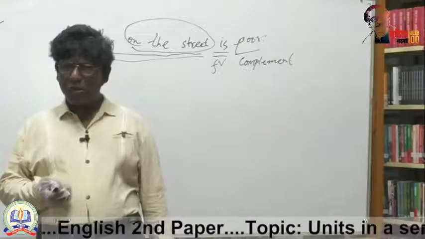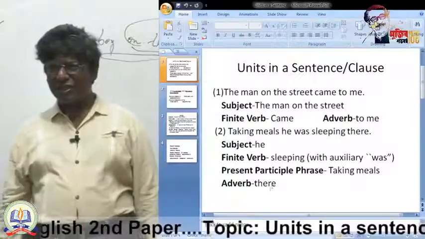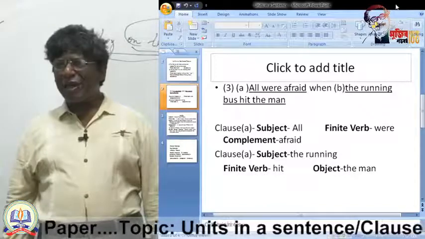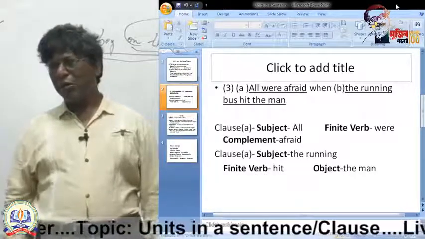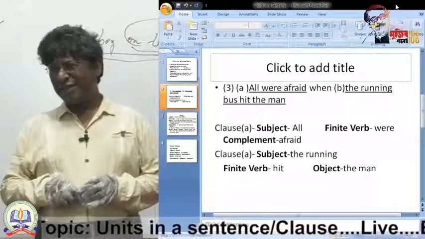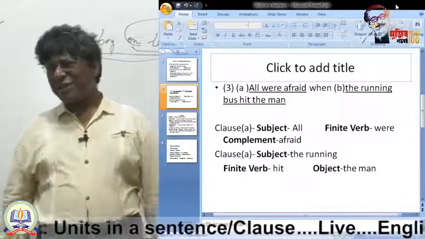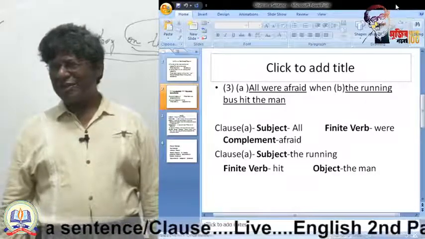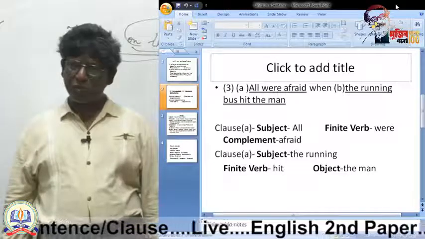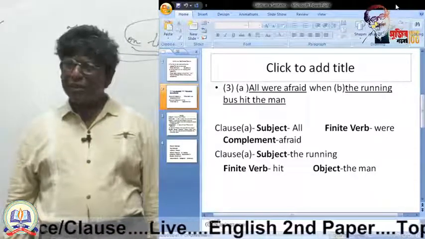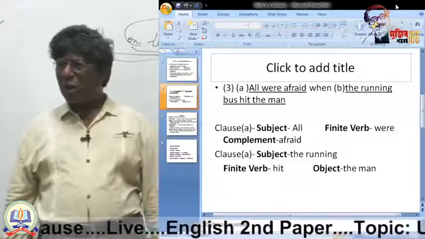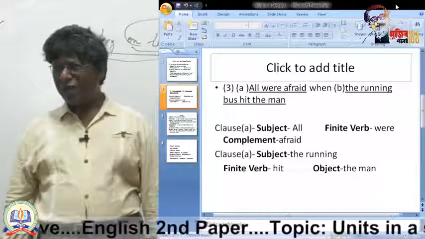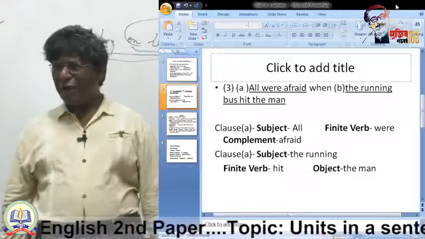Let us look at the next or third sentence. All were afraid when the running bus hit the man. Look, this is a complex sentence. Why is it a complex sentence? It is a complex sentence because this sentence has two clauses. Clause A, or clause number 1, all were afraid. This clause contains a subject all, a finite verb were, and a complement afraid.